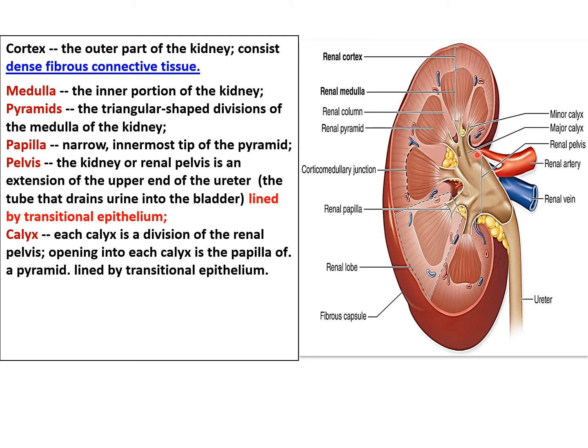Finally, we have the calyx. We have two types of calyx, the minor calyx and the major calyx. Each calyx is a division of the renal pelvis. Opening into each calyx is the papilla of the pyramid, lined by transitional epithelium.